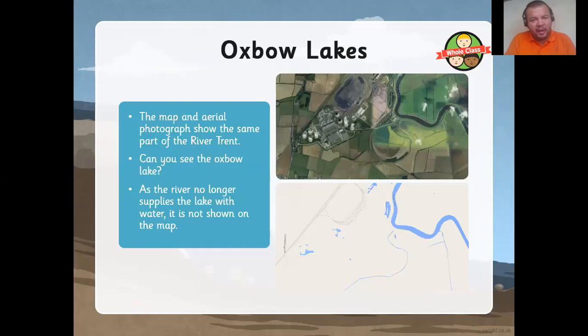Now, oxbow lakes. The map and aerial photograph show the same part of the river. The river is this one here. Okay. Can you see the oxbow lake? Where do you think the oxbow lake is? As the river no longer supplies the lake with water, it's not shown on the map. It's supposed to be this one here, this is the oxbow lake.